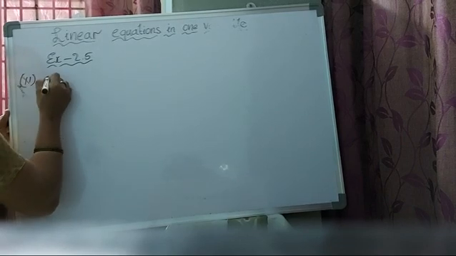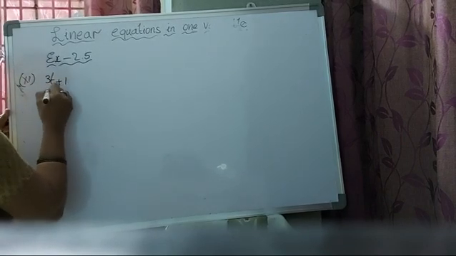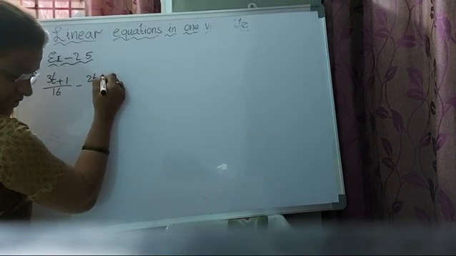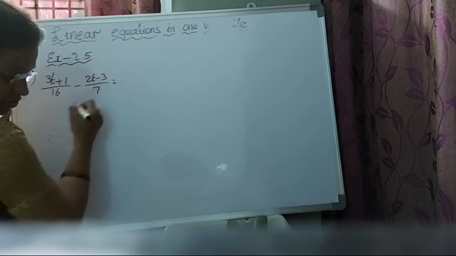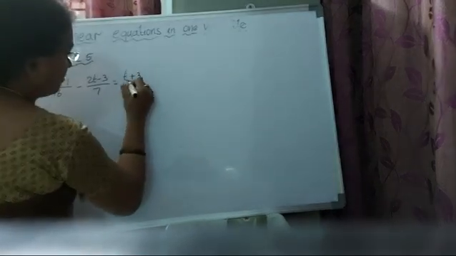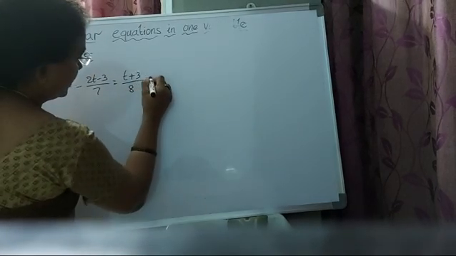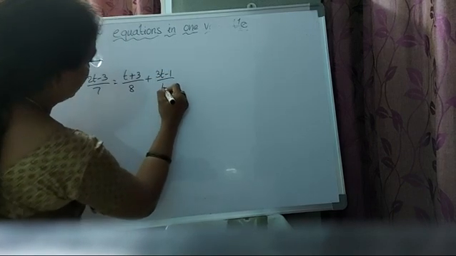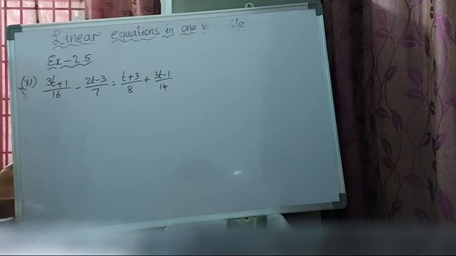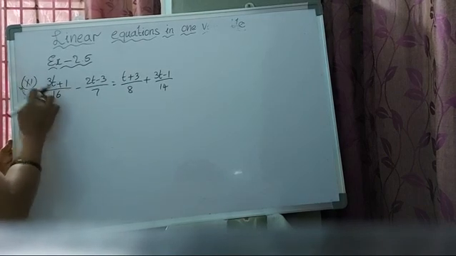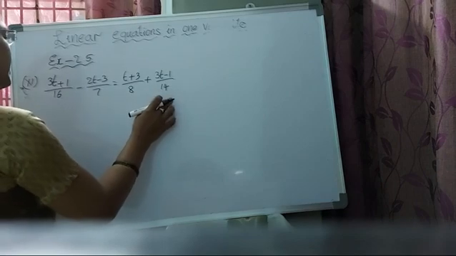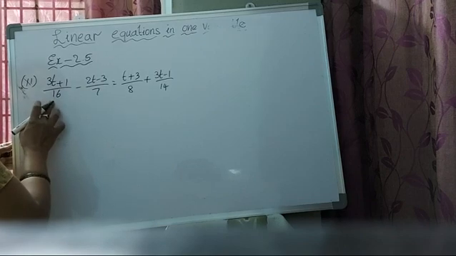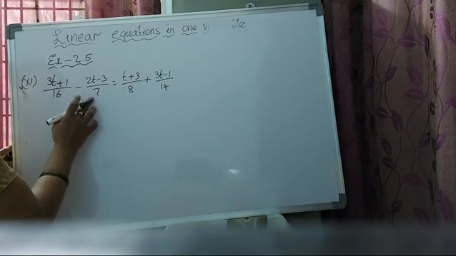The 11th one. (3t plus 1) by 16 minus (2t minus 3) by 7 is equal to (t plus 3) by 8 plus (3t minus 1) by 14. See here, two fractions are there. Here also two fractions are there. So we just take, see 8 is there, no? You bring this 16 to the right hand side, and here 7 is there.